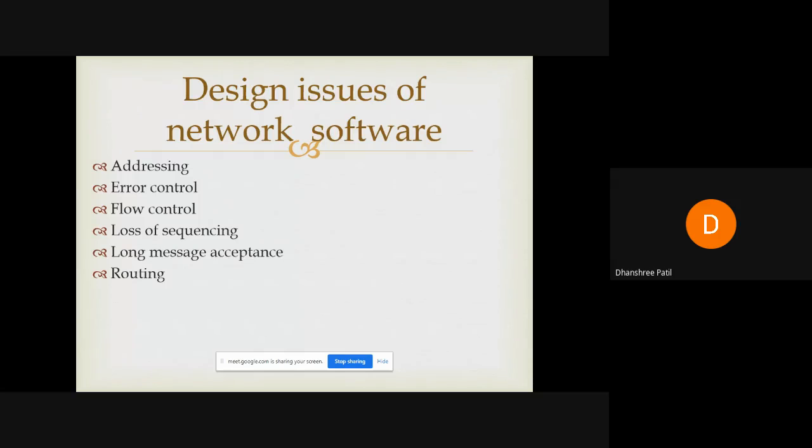Okay, then long message acceptance. Some protocols or some layers are such that they don't accept very long messages. For example, there may be a limit that only 32-bit data can be accepted. So if my data is 64-bit, then what should be done? If the data is too long and it is not accepted, how can it be divided, and what should be the minimum size of that data? All these strategies should be decided in advance. So that is nothing but long message acceptance.